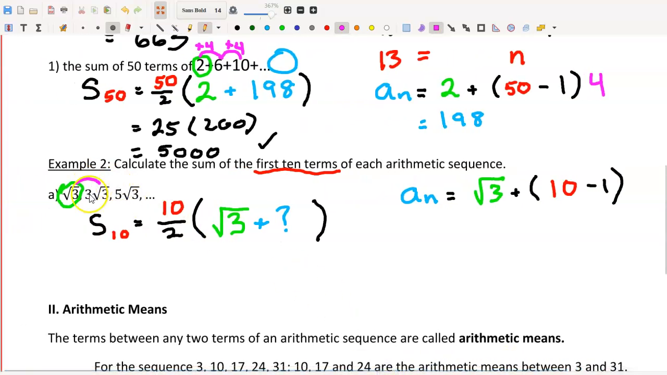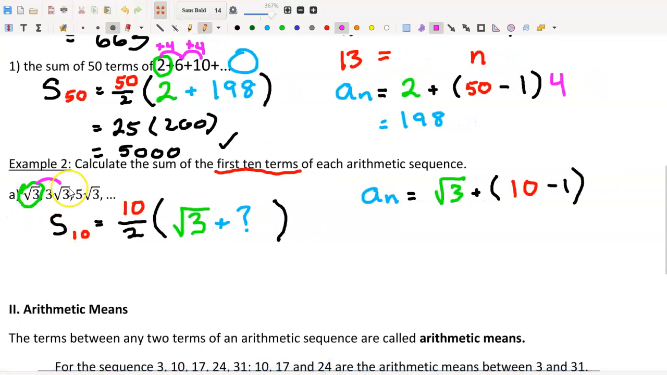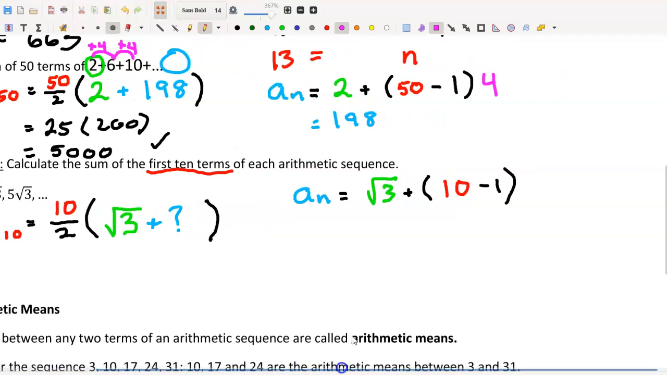Now, when you get to the radicals, you might look at that and say, I'm not sure what to add to root 3 to get 3 root 3. So you could do the algorithm and actually subtract the second minus the first one. So you could do 3 root 3 minus root 3, right? And that'll give the difference.